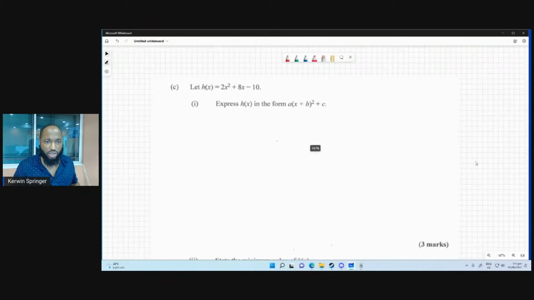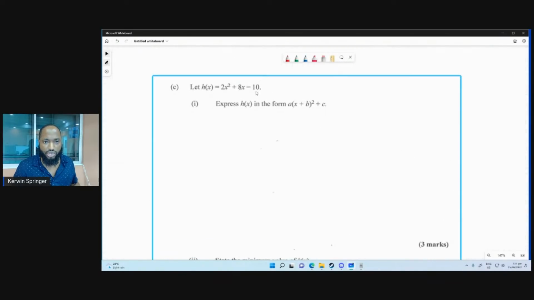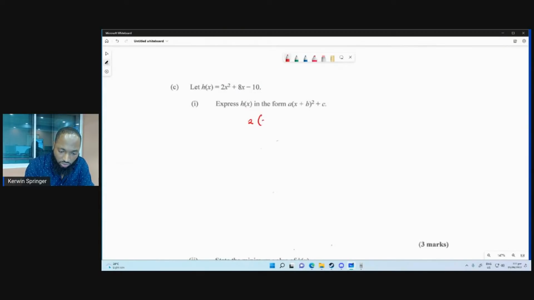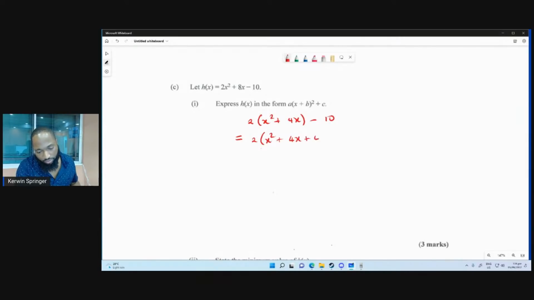Let h of x be equal to 2x squared plus 8x minus 10. Express h of x in the form. So we want to complete the square. So take out the 2: 2 times x squared plus 4x, minus 10. Find half of this and square it. Half of 4 is 2, squared is 4. And realize that you're putting a 4 here, so we need to take it out.